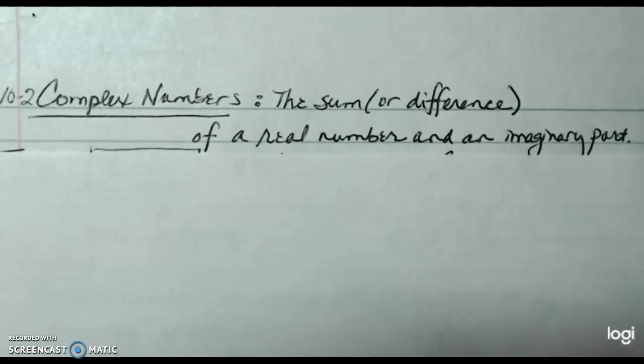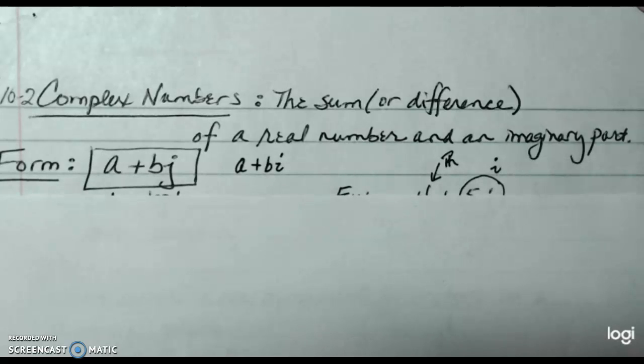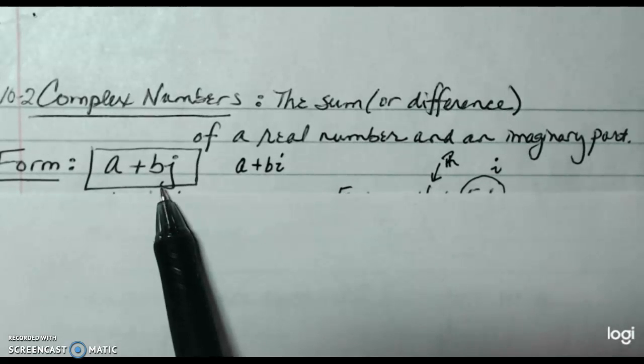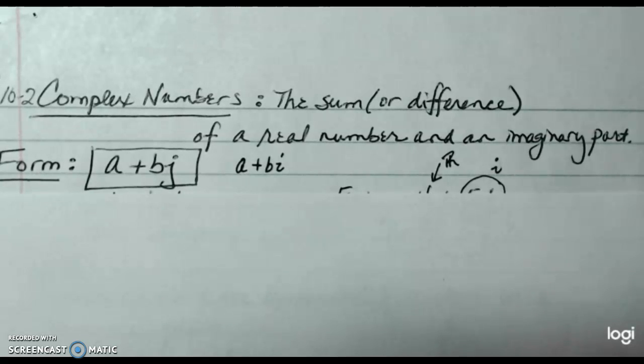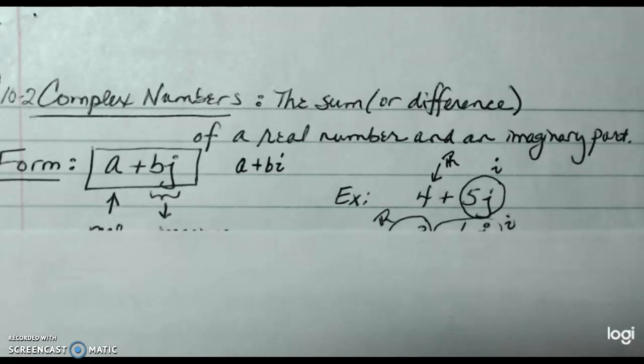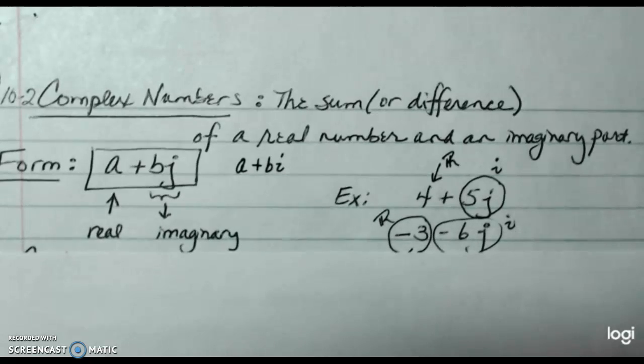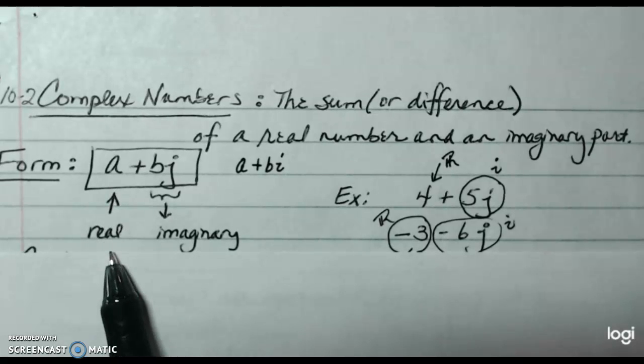So what does that look like? We traditionally write it in the form a plus bj if you're using our textbook, or a plus bi if you're using other textbooks or a calculator. What does this mean? The first letter corresponds to the real component of the complex number.